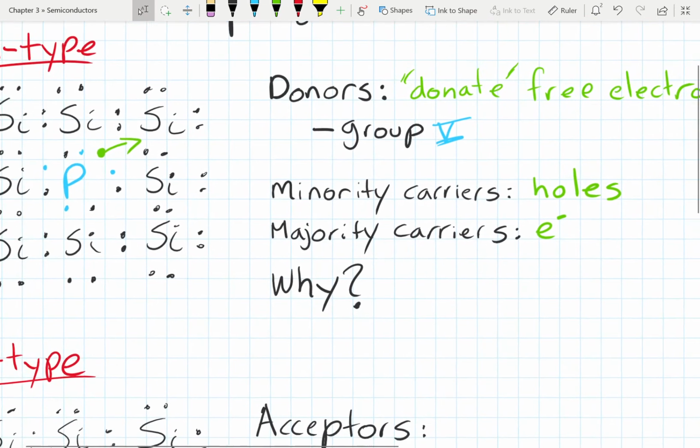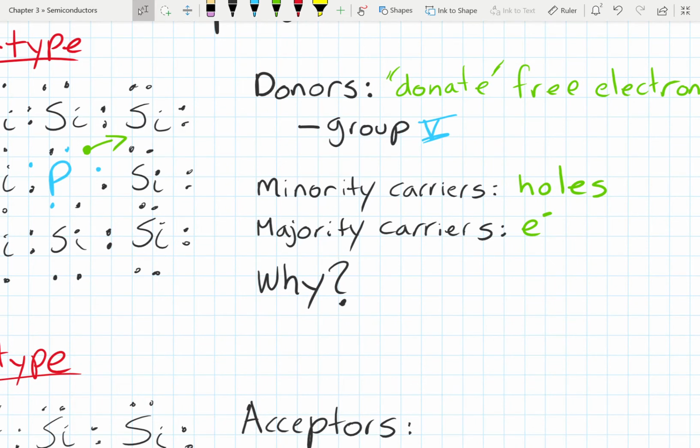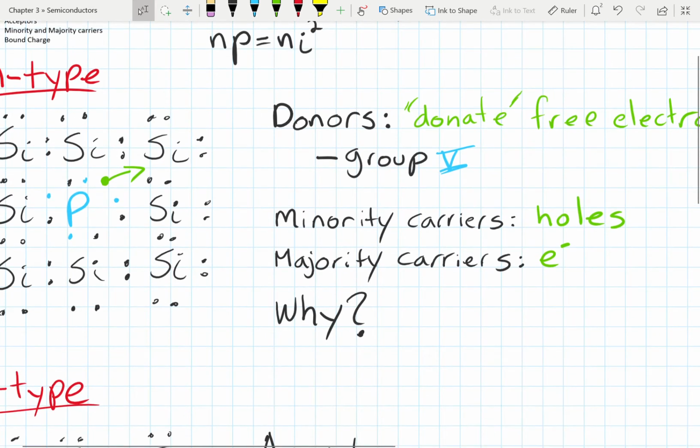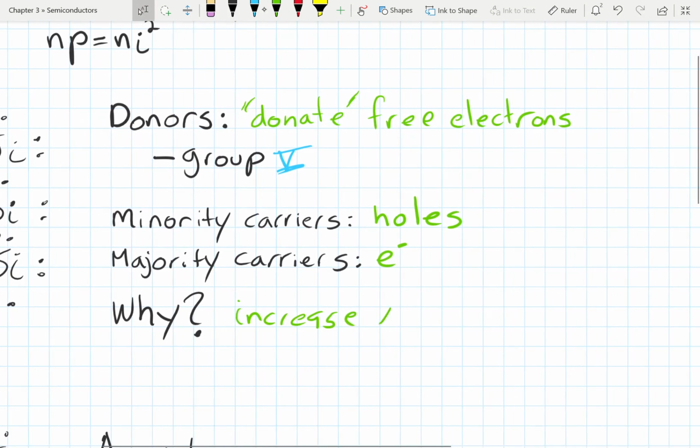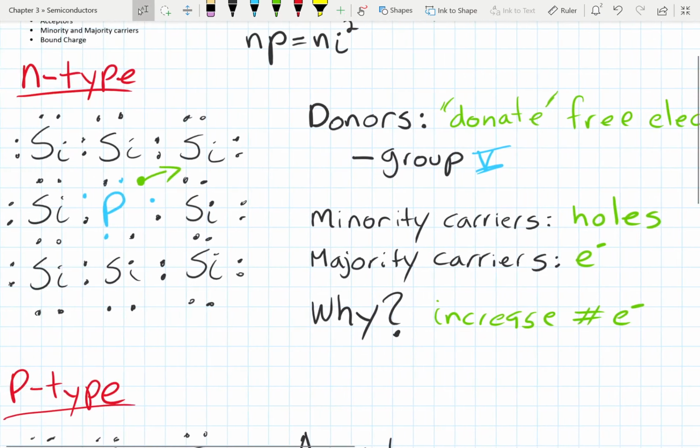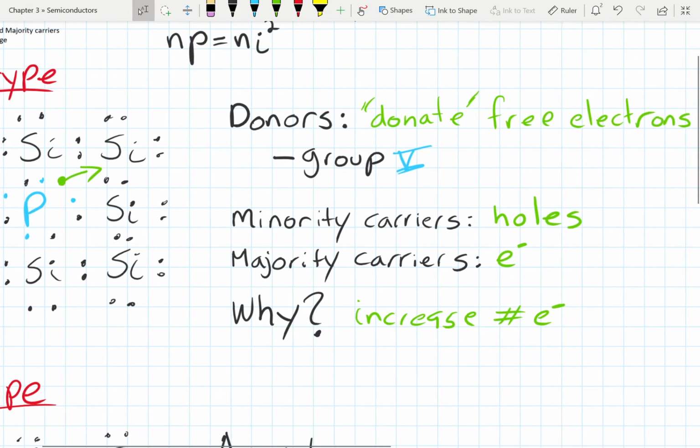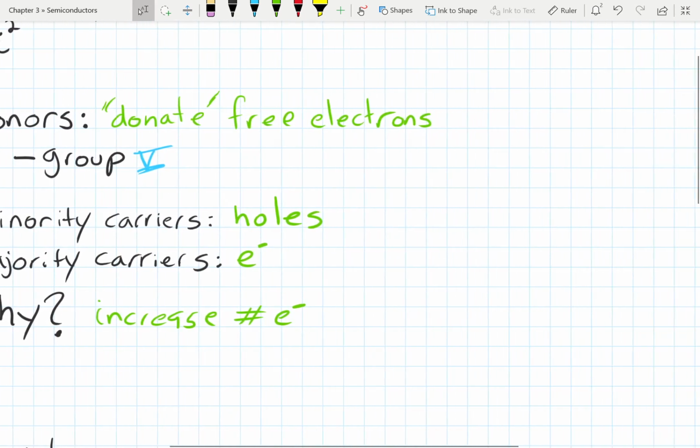And lastly, here I have why. Why do we create an N-type semiconductor? That is so that we increase the number of electrons. So you can see I've been saying this a lot. We add a phosphorus atom to increase the number of electrons.